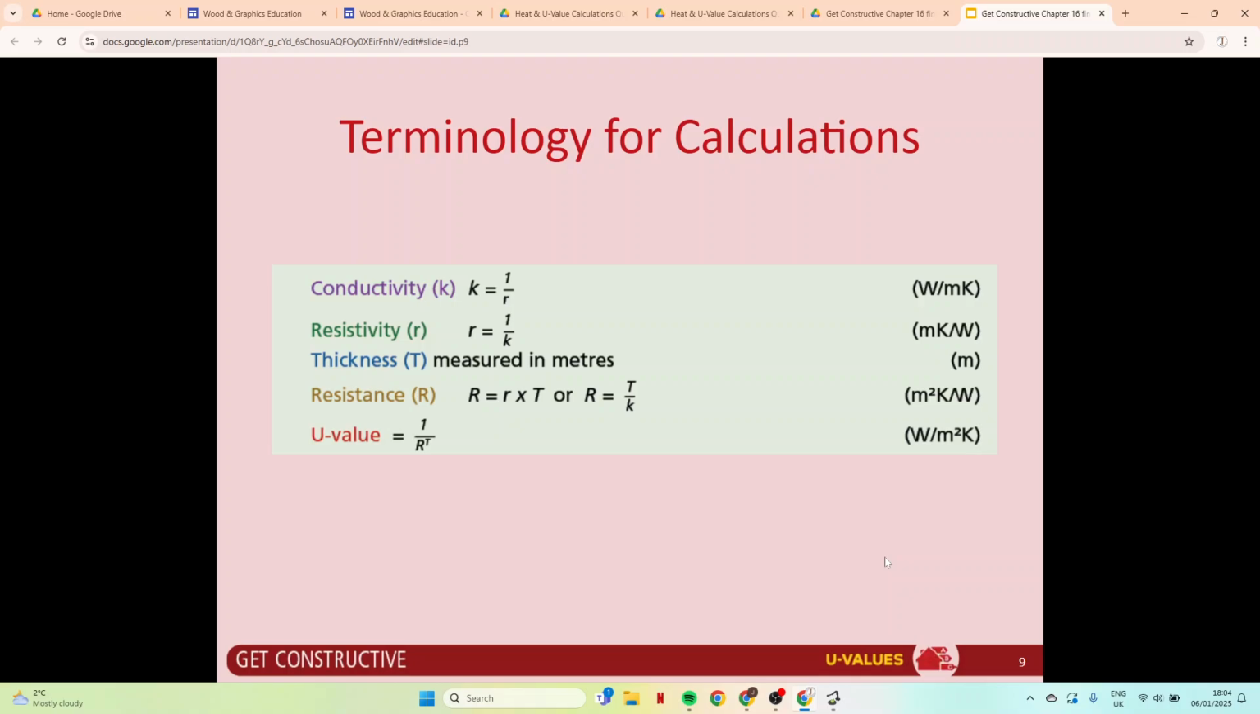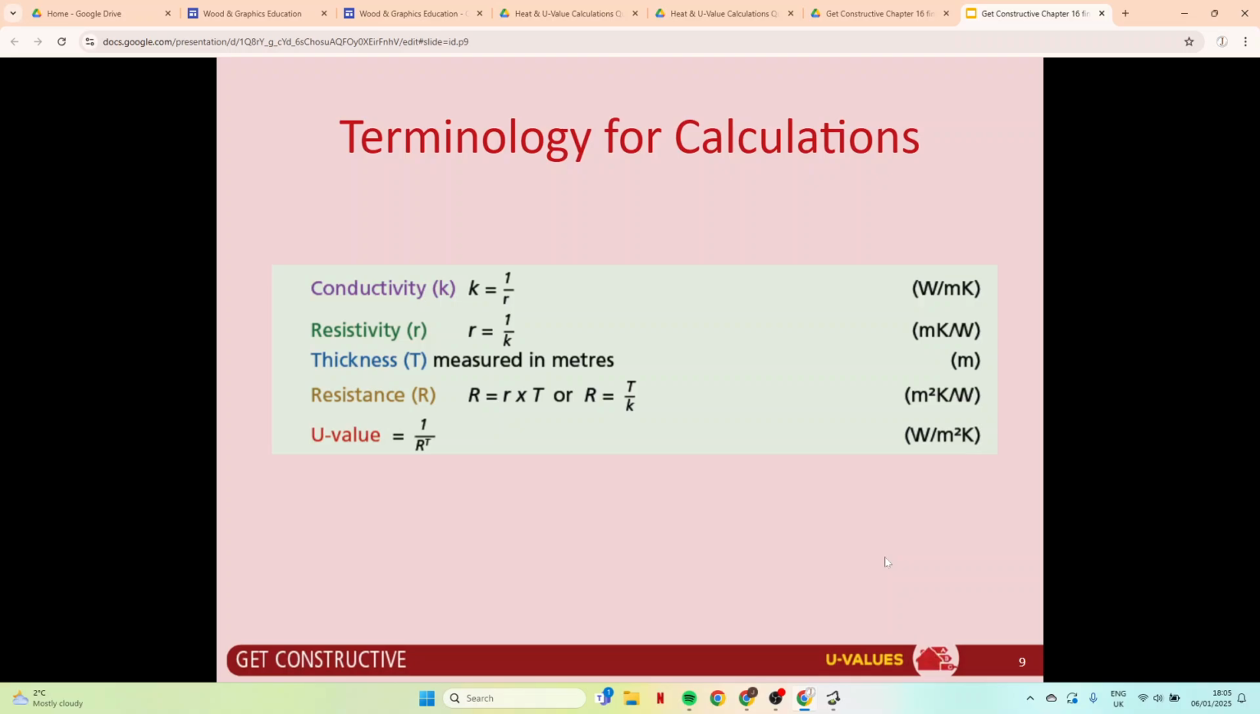So let's go through this. Conductivity, or small k, is referred to as 1 over r. So if it does not give us our actual conductivity, we can work it out if we know what the resistivity is. Vice versa, resistivity, small r, we can work that out as 1 over conductivity.